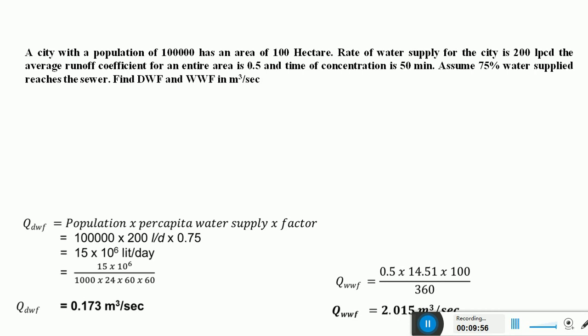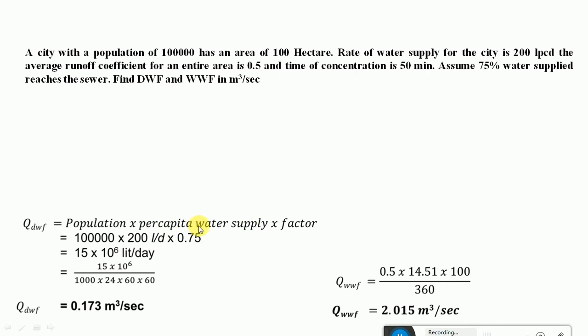That means to find out the discharge, so for that discharge we have to decide the diameter and velocity of the sewer. So in this numerical problem it is being asked us to find out what is the dry weather flow and wet weather flow. We have discussed so many times that the dry weather flow estimation is directly related to the rate of water supply and the population. So we have already calculated this.